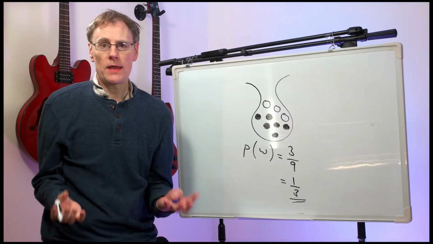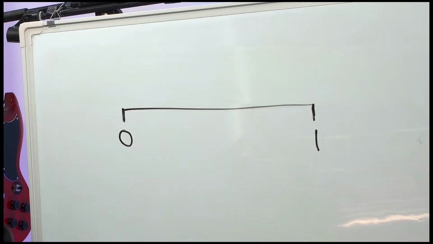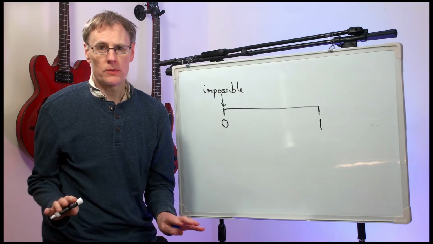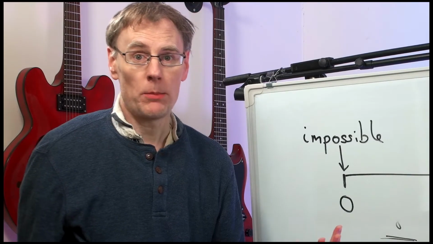Probability is the chance of something happening. Probability exists between 0 and 1. 0 is impossible. There's no way it can happen. And 1 is certain. That means it will happen.